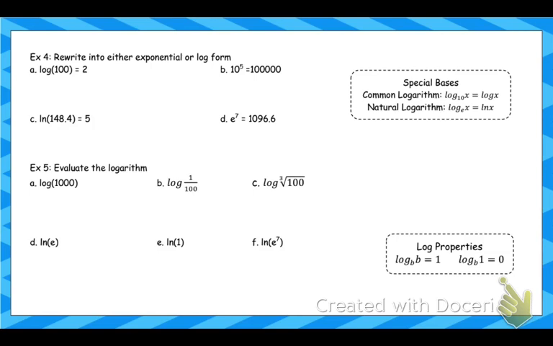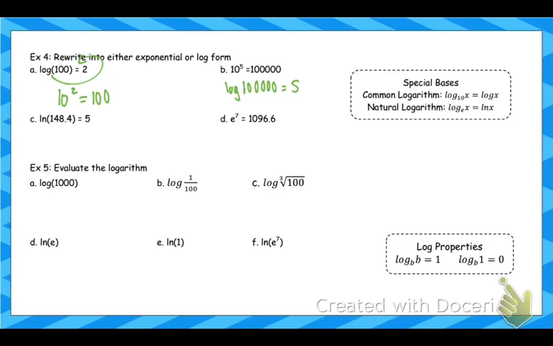So you'll never see log base 10 of something. You'll always see just regular log. So if you see log and there's no base, that base is 10. So to rewrite this in exponential form, it would be 10 to the second equals 100. Again, if the base is 10, I wouldn't write that as log base 10 of 100,000. What I would write instead is just log of 100,000. So if there's no base, the base is 10.